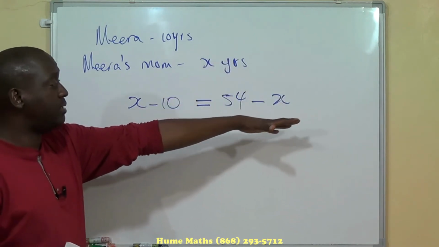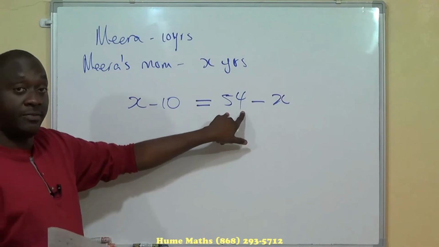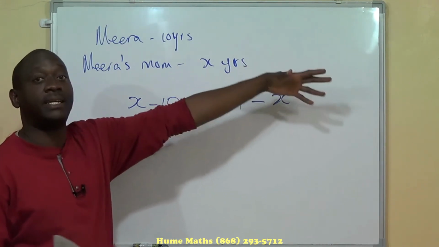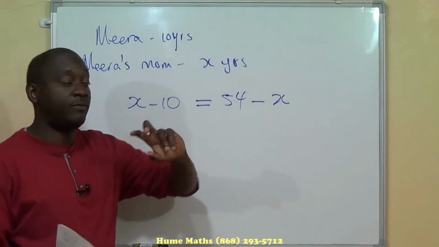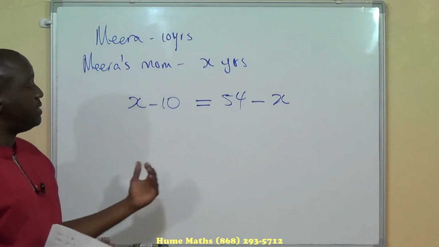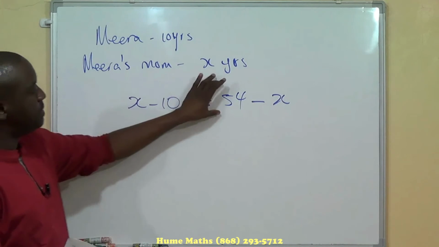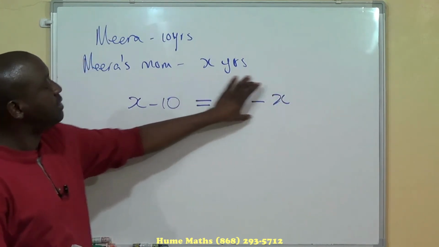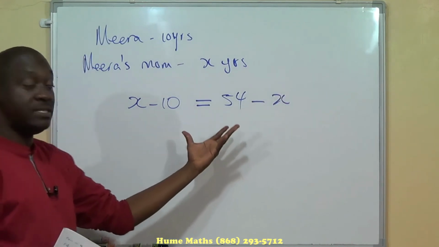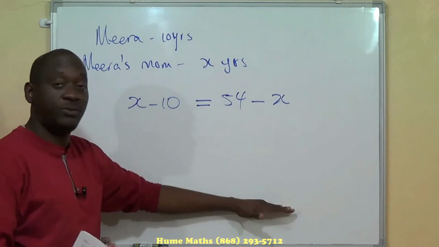And at some point, whenever Meera's mother is 54 years old, the difference will be 54 minus Meera's age at that particular point in time. Remembering, of course, that the difference will always be the same. So because the difference will be the same, we could say that the difference today will be the same as the difference when Meera's mom is 54 years old. And that is our algebra equation. At this point, all we have to do is solve it.